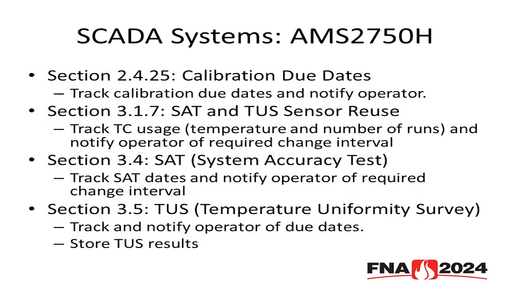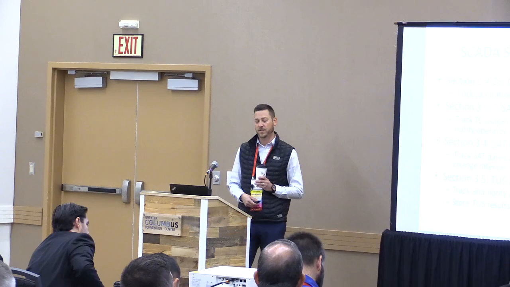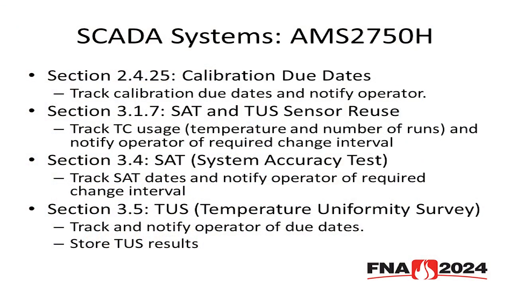And then I skipped over the second one there. That was intentional. So there's one section that came about sometime in the last few revisions of AMS 2750, and that has to do with thermocouple reuse. I think they call it TUS sensor reuse and SAT reuse, but it has to do with how many times you can use a thermocouple over a specific temperature. And don't quote me on this, but I think for most people, you can use a thermocouple 1 time over 2,300, 10 times over 2,200, or for 3 months, 90 times between 1,800 and 2,200, but not to exceed 3 months, and so on and so forth. And it gets a little bit more grace as you go lower in temperature.